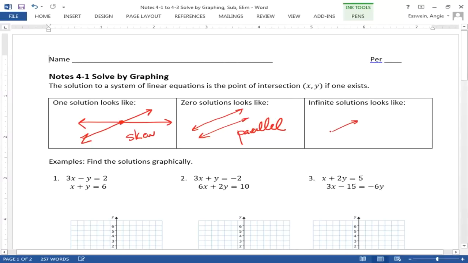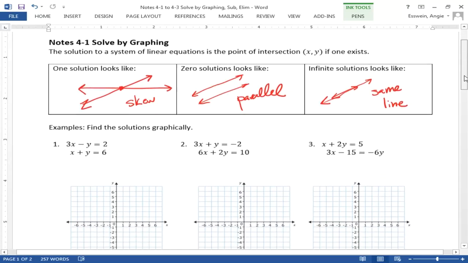When you try to graph it, or when you write it in slope-intercept form, you'll get the same equation. So that's how you show that two lines are the same. Two lines are the same. So be sure you have a straight edge, or take a second to grab a ruler for your team.